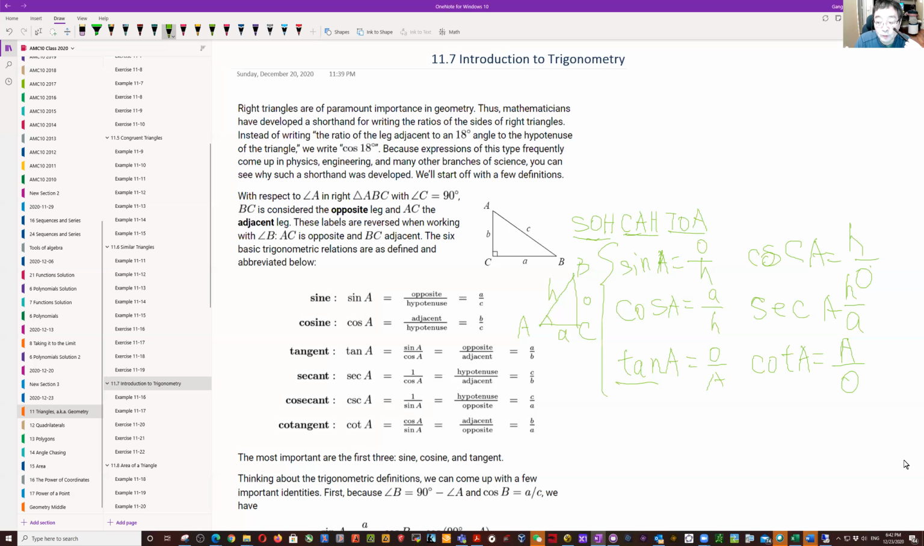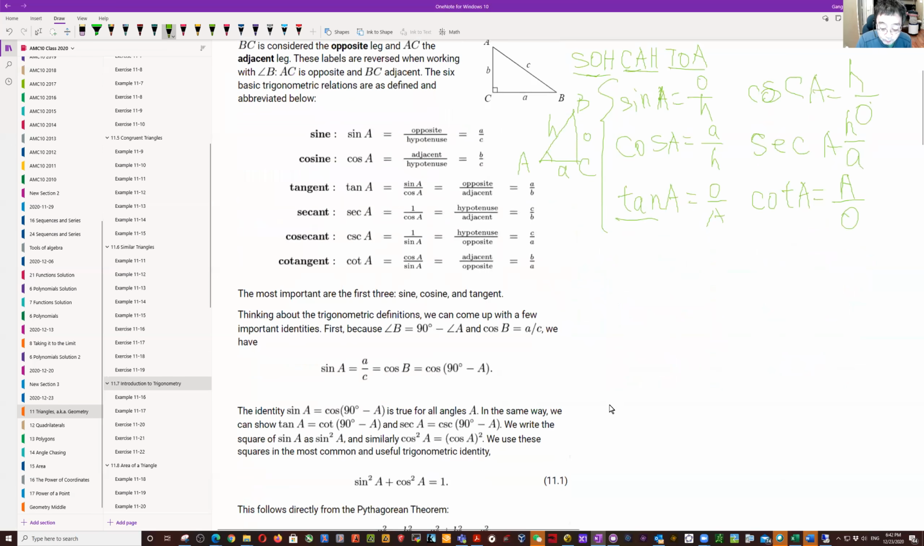Don't be daunted by the trigonometry functions. It's just a shortcut for the ratios of the sides of a right triangle. That's all it is.